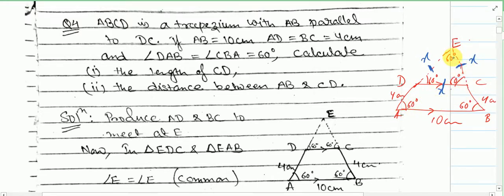Now you also observe one thing, that the bigger triangle ABE is also an equilateral triangle, 60, 60, 60. That means this side AB will be equal to side AE and equal to BE. That means AB is 10, so AE is also 10, BE is also 10. Here this is 4, then this has to be how much? 6. So CD will also be 6. Very easy.